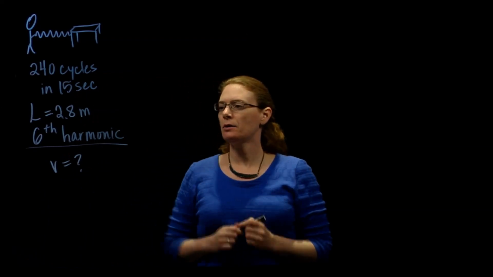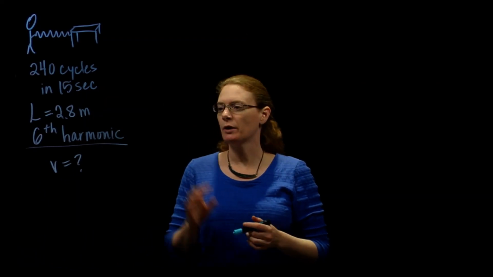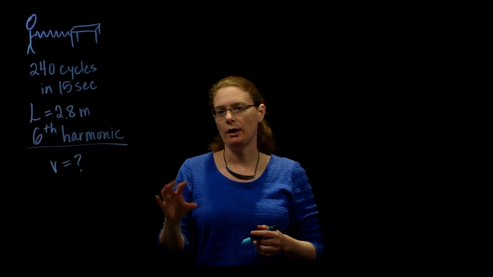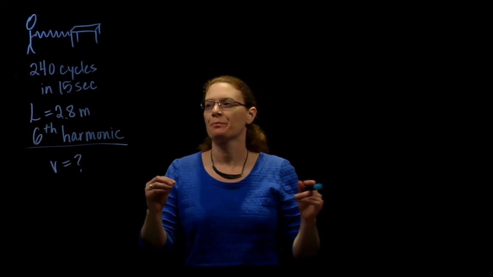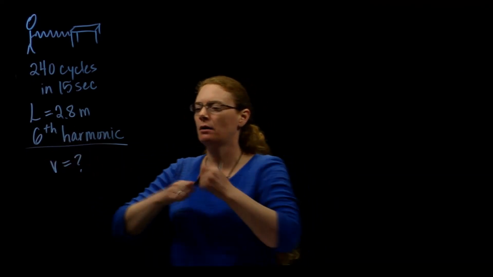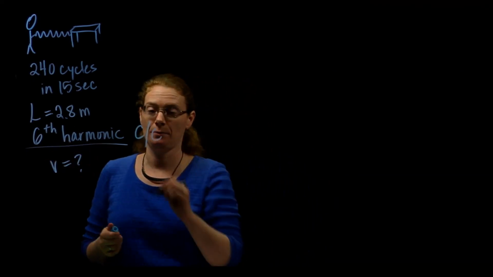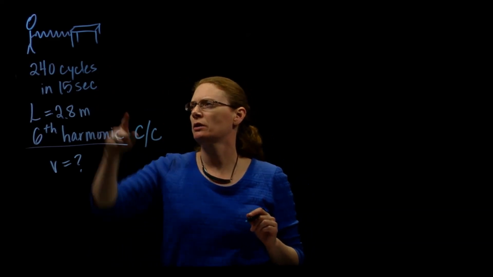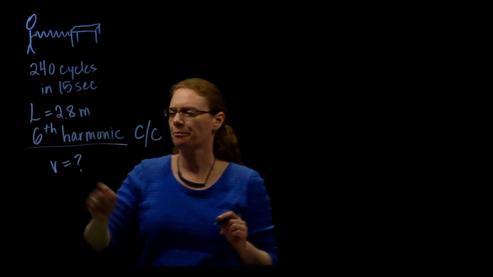All right, so this is a standing waves problem. We're in the 6th harmonic on a rope. The rope piece tells me that we have a closed system. So we're going to do 6th harmonic, closed. We know the length, we know some weird information there, and we're looking for velocity.